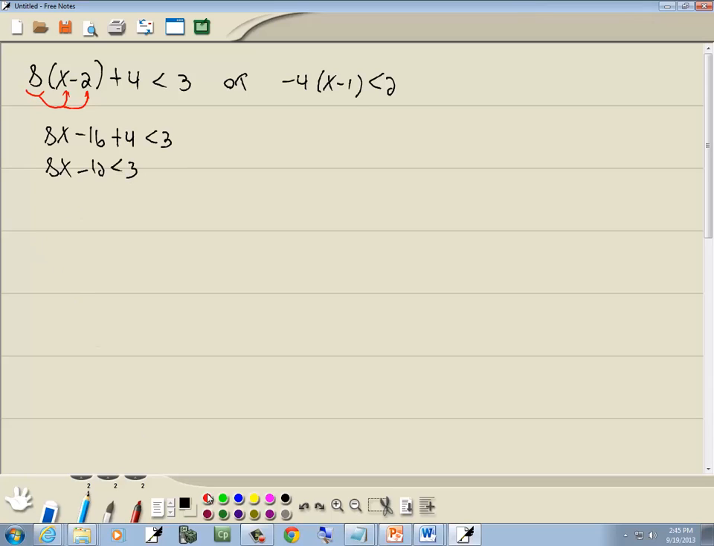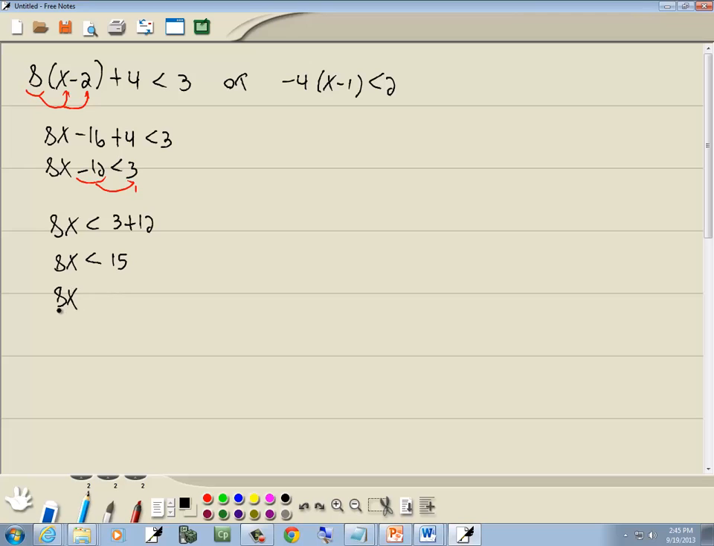Second step, get rid of fractions, don't have any. Third step, get everything with an x on the left side, numbers on the right side. So I'll take negative 12 and move it to the right side. So we've got 8x is less than 3 plus 12. Again, when you take anything across your inequality, the sign changes. So negative 12 becomes a positive 12. 3 plus 12 is 15.